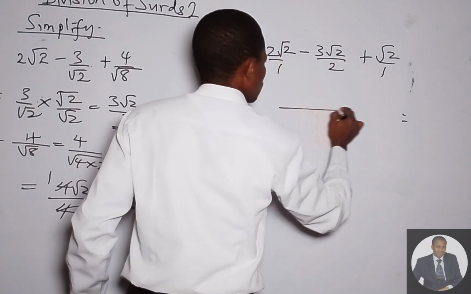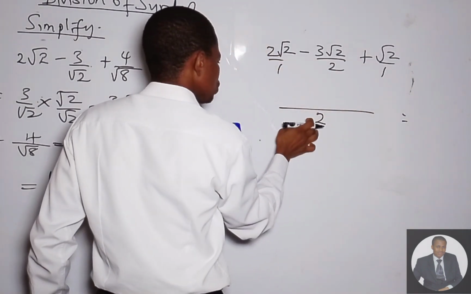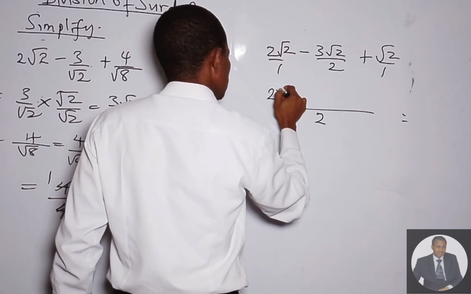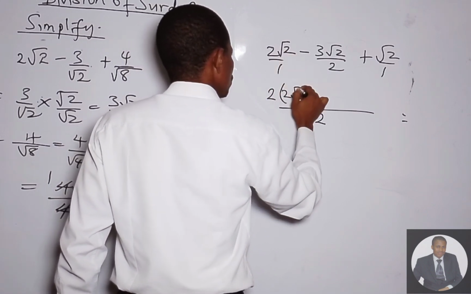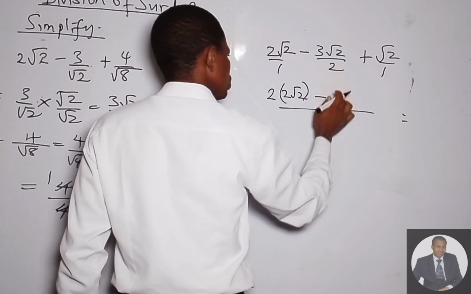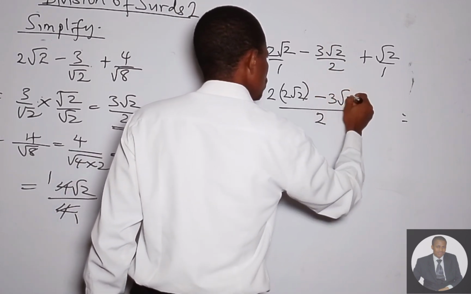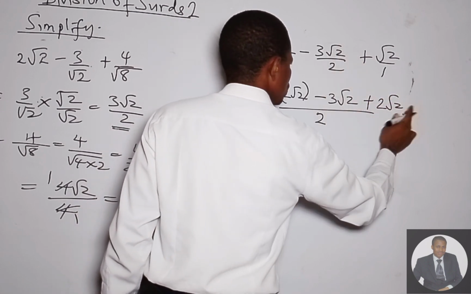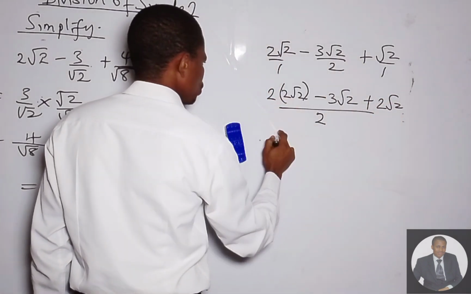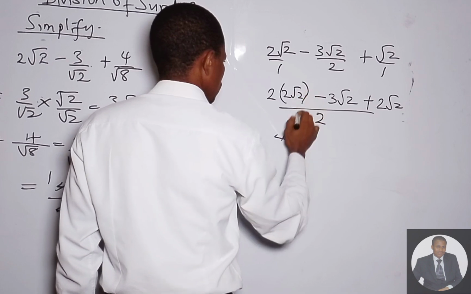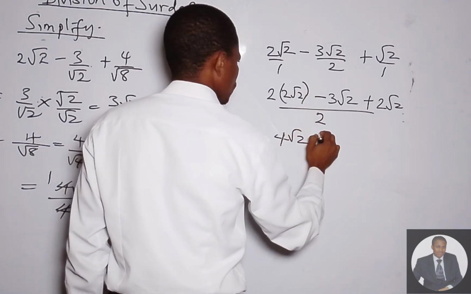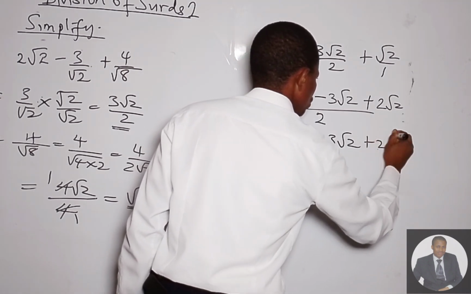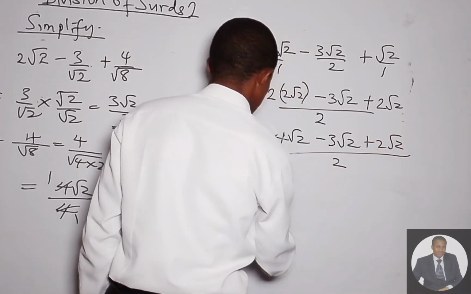So what's the lowest common multiple here? 2. How many 1 is in 2? 2. So we say 2, we multiply 2 root 2 minus, how many 2 is in 2? 1. So it will be 3 root 2 plus, how many 1 is in 2? 2. So it will be 2 times root 2, that's 2 root 2. This 2 times 2, 4 root 2 minus 3 root 2 plus 2 root 2 all over 2.